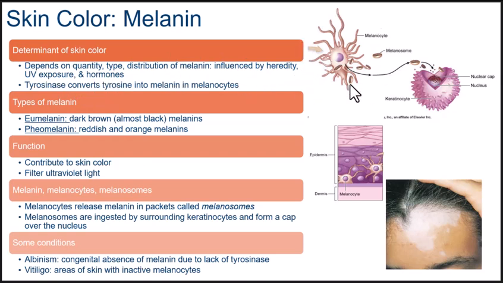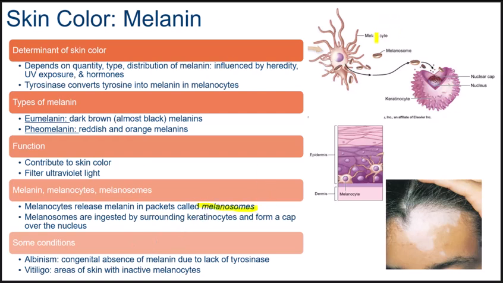Within melanocytes, we have an enzyme called tyrosinase. We also have an amino acid called tyrosine. Tyrosinase is going to convert tyrosine into melanin within the melanocytes. Once melanin is produced, I'm just going to jump down here for a moment. It's going to be released in packets that are called melanosomes.